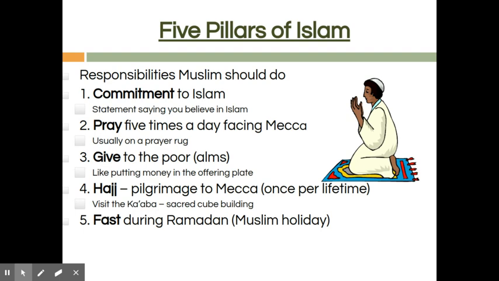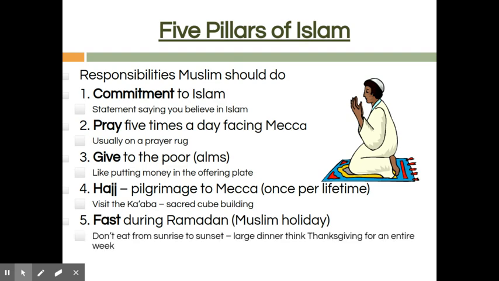Last is the fasting during Ramadan. Fasting means you do not eat, and students start freaking out when they hear that. And you don't eat from sunrise to sunset. It's a week-long holiday, and I've got family and friends who are Muslim, and when they talk about Ramadan and fasting, they've described it as having like a Thanksgiving dinner each night once that sun goes down.